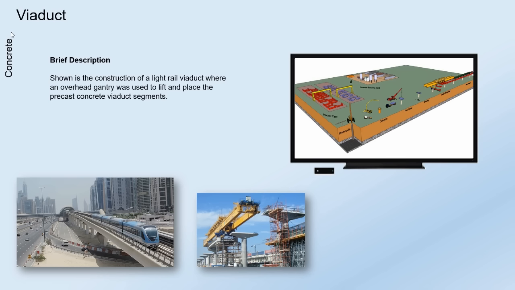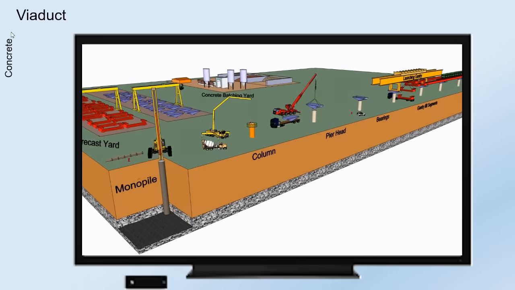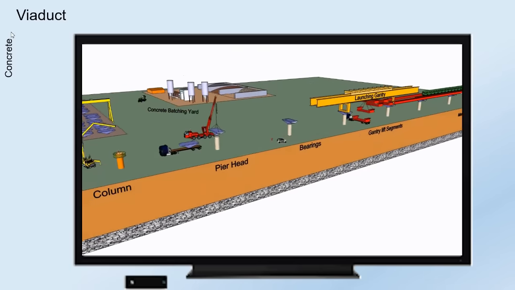Shown is the construction of a light rail viaduct where an overhead gantry was used to lift and place the precast concrete viaduct segments.